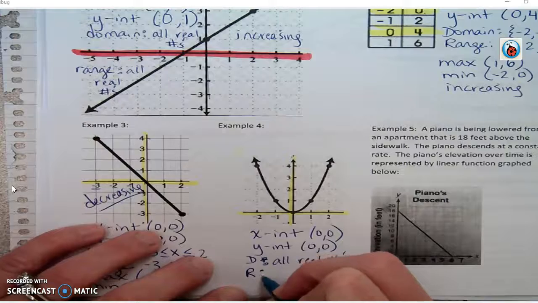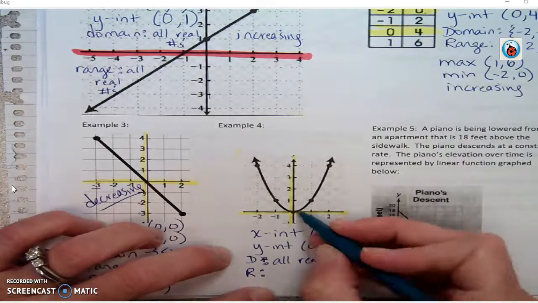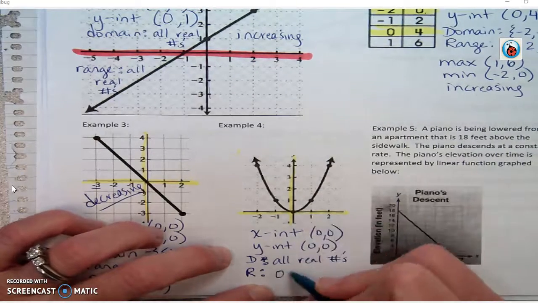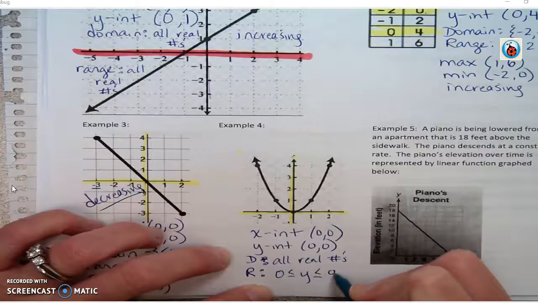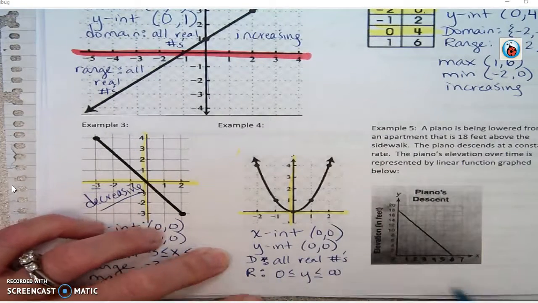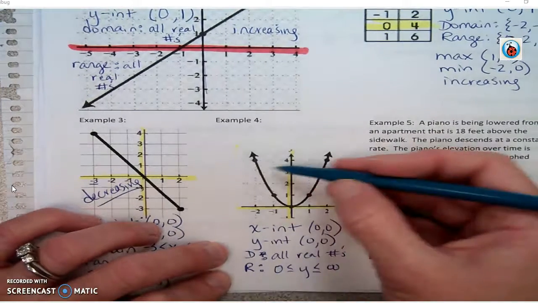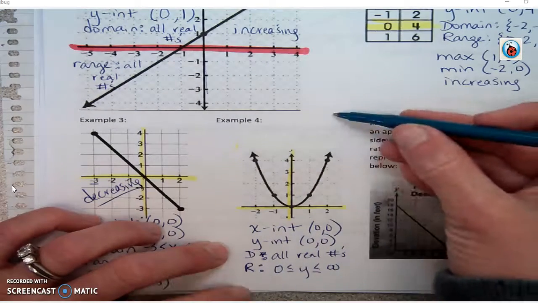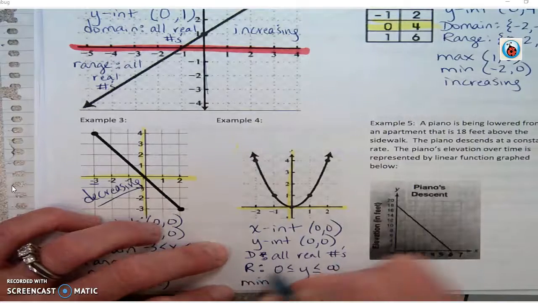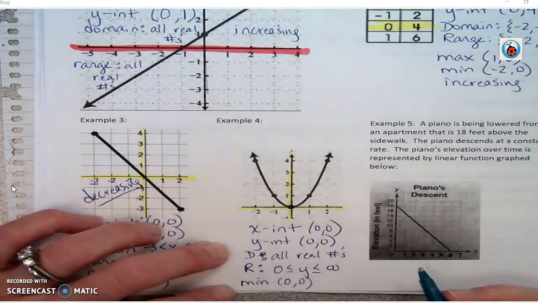The range is your y values, and the y values start at 0 and they go forever to infinity. Again, you don't need to know that for Math 1. You need to know it for Math 2. This one does not have a maximum value because it goes up forever. It does have a minimum value. This is the lowest point, and that is 0, 0.